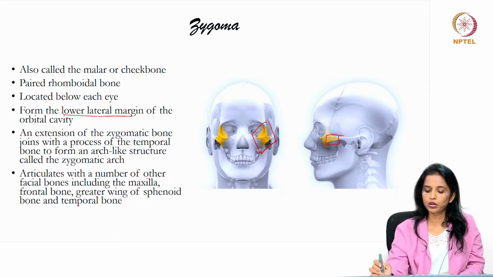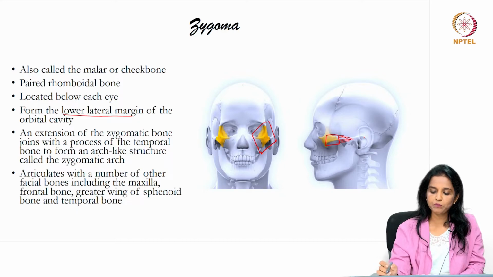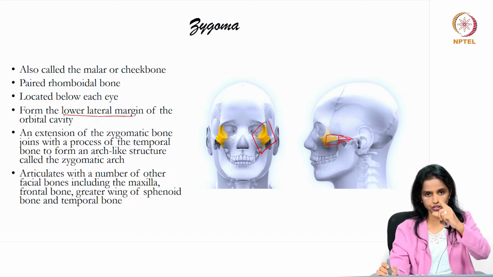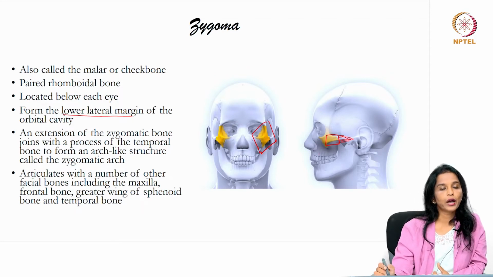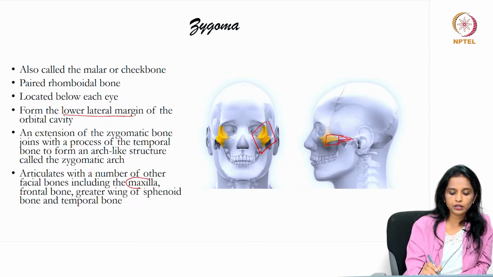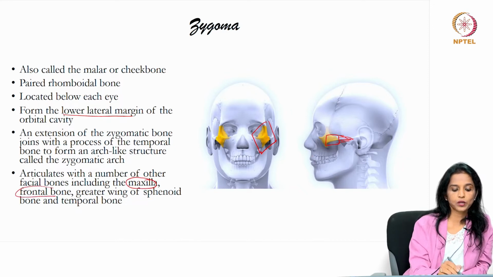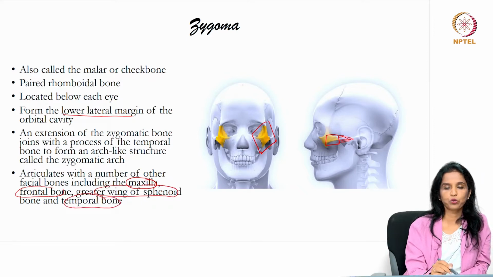So this is very important. Here it actually attaches with your temporal bone. So this is very important. You have your arch-shaped extension attaching it with your zygomatic arch. So where all does this zygoma articulate? It attaches with your maxilla, the frontal bone, the greater wing of sphenoid and the temporal bone.